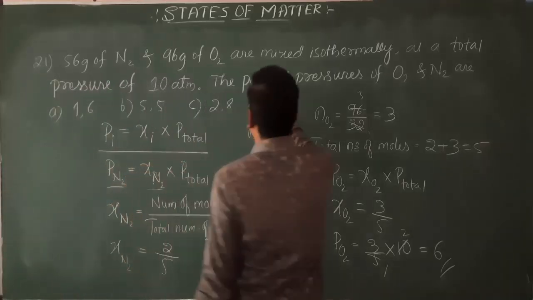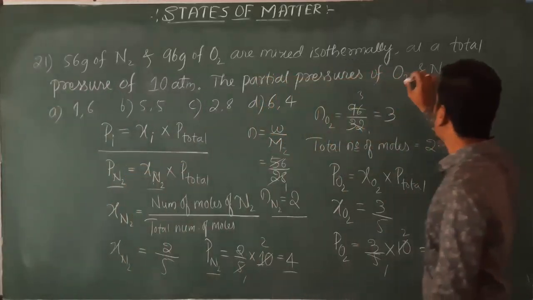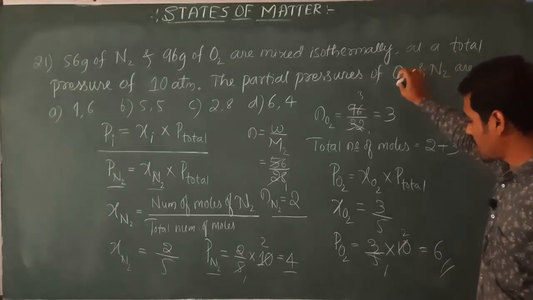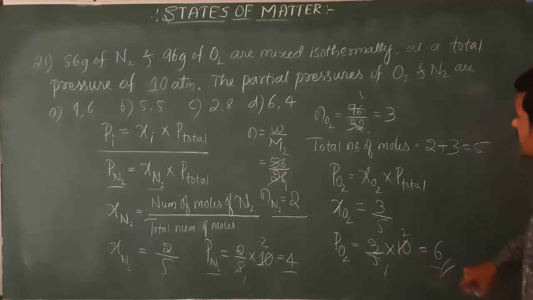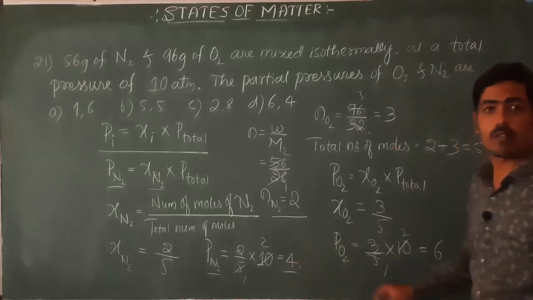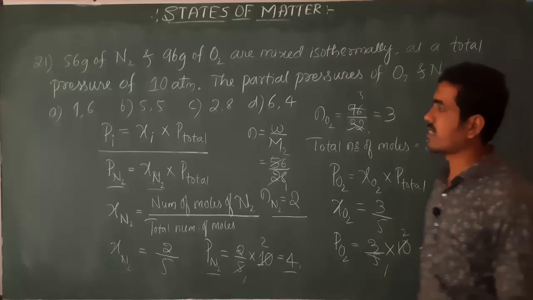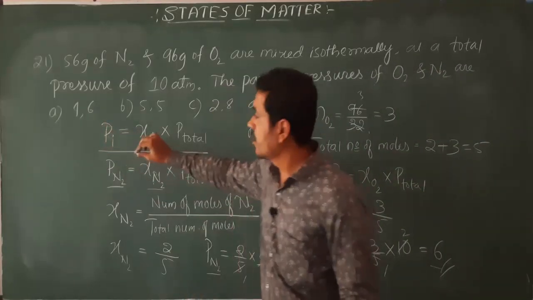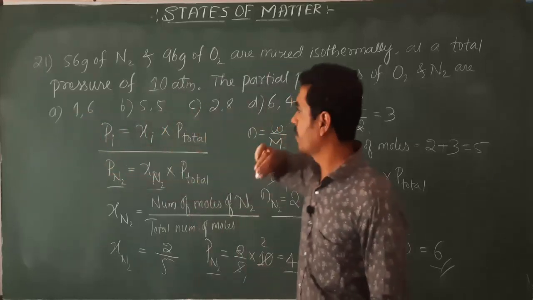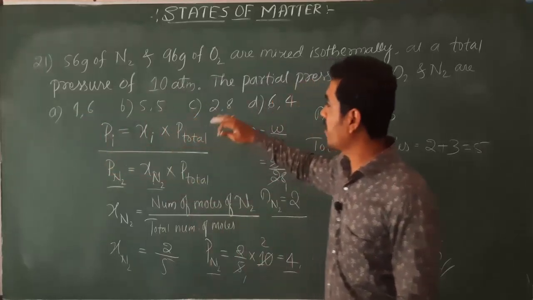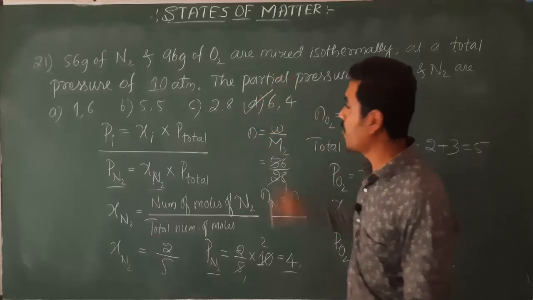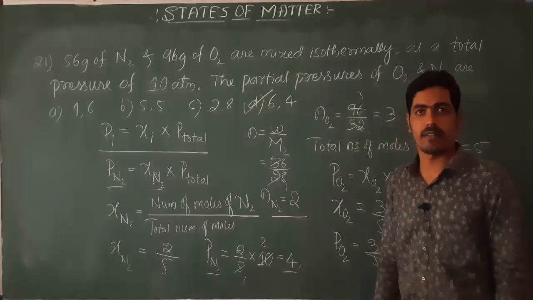They have asked for the partial pressures of O2 and N2 respectively. What is the partial pressure of O2? 6, and the partial pressure of N2? 4. So 6 comma 4 is the right answer. So which option is it? Option A is not right because they have given the reverse. Option B is 5 comma 5, option C is 2 comma 8, option D, 6 comma 4, is the right answer.